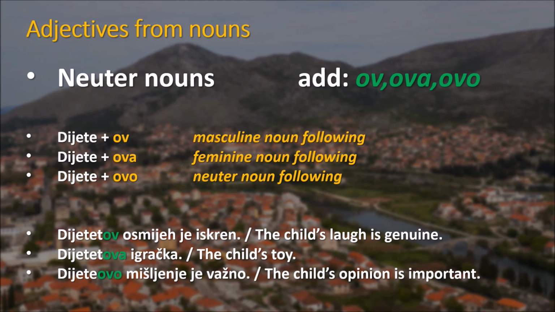And the last example, djetetovo mišljenje je važno. This is our neuter noun, mišljenje. It's an opinion. It ends on e, so we know it's a neuter noun. So that's why we're adding the OVO in this example. So all three kind of have to match. They're all neuter in gender.